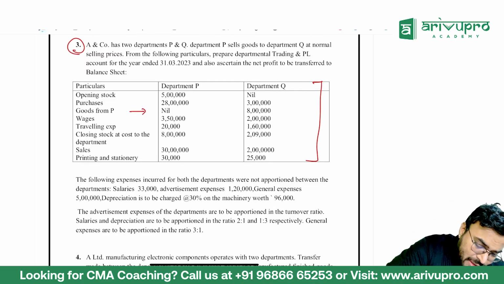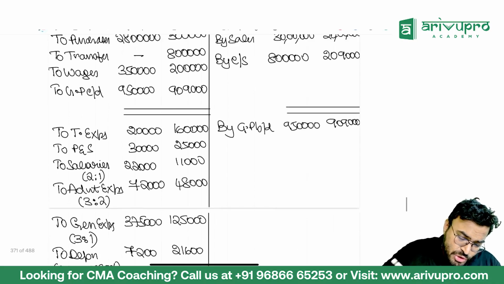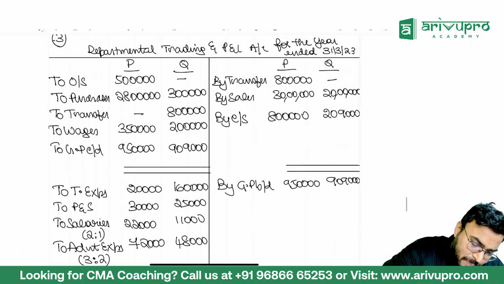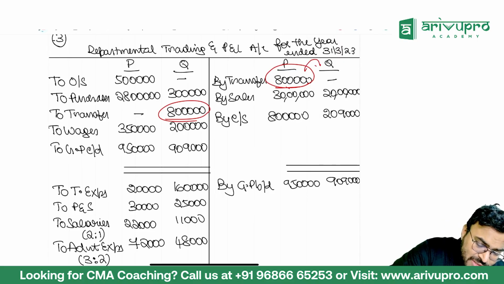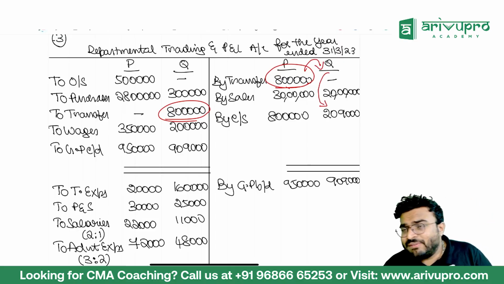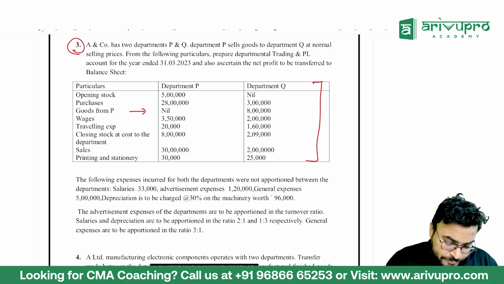Goods from P, they are telling. This one you will have to discuss. Goods from P. So what we are doing, one person is taking it as sales, the other person is taking it as purchases. If this fellow is selling to this fellow, a little will remain in the closing stock. That will lead to unrealized profit.